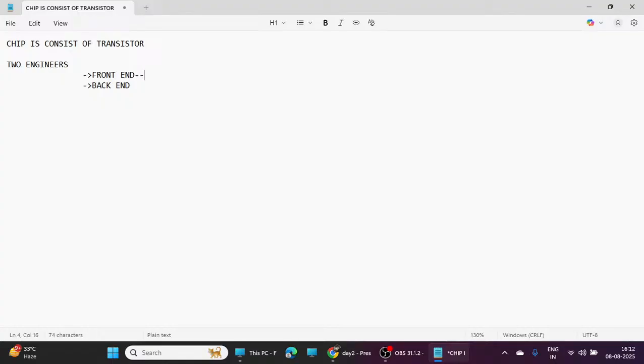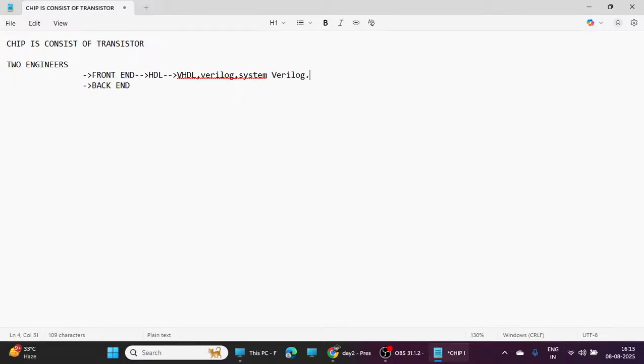He will use the HDL language. HDL is nothing but hardware description language. By using the HDL language, we can control the chip. For example, the HDL languages are VHDL, and then Verilog, and then SystemVerilog.